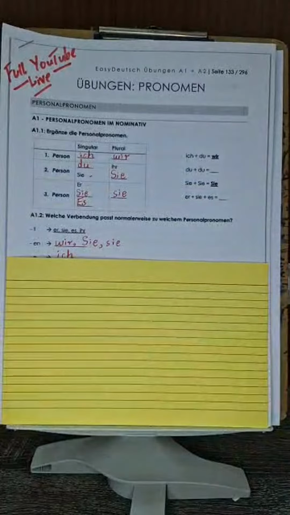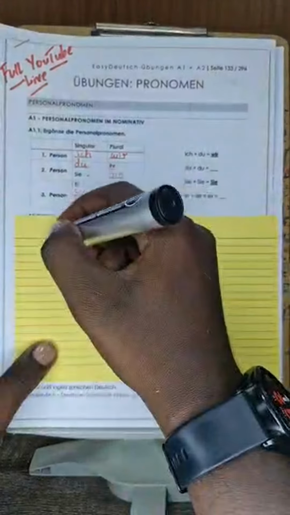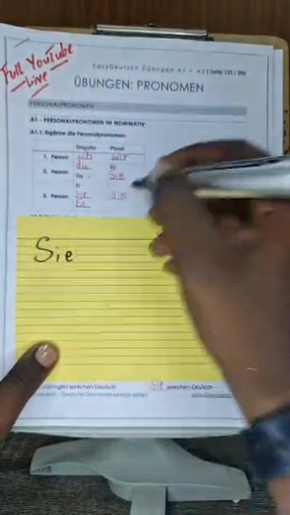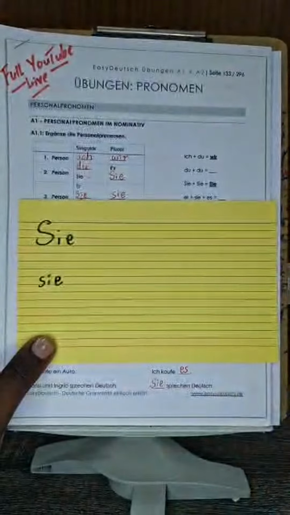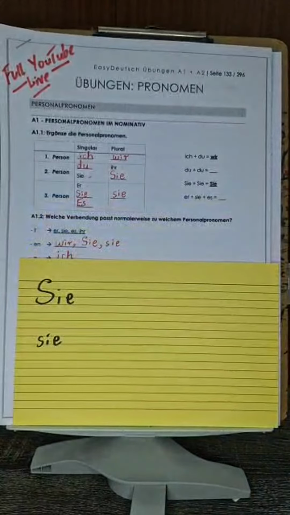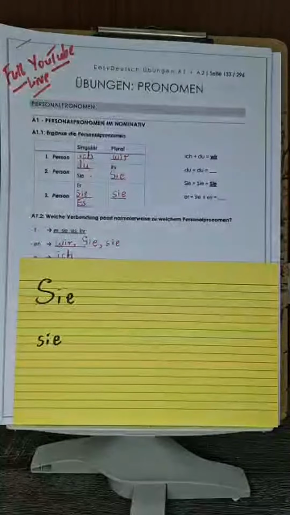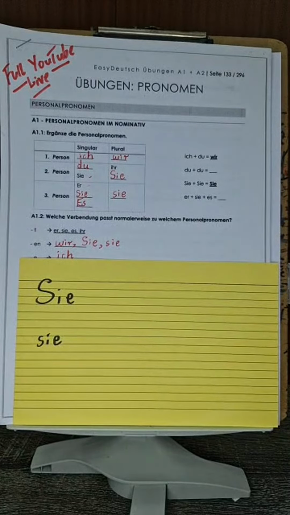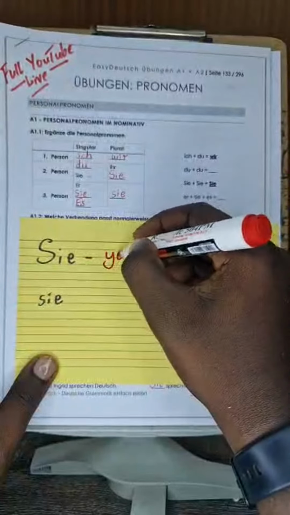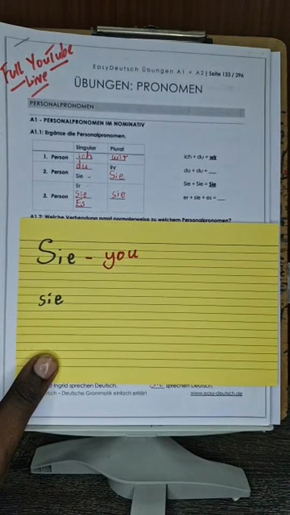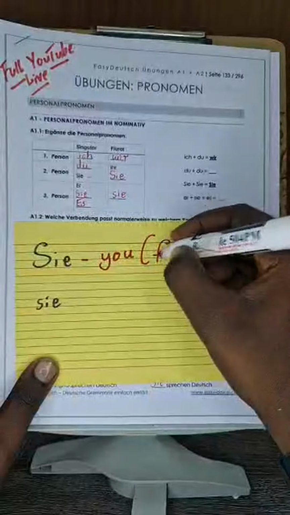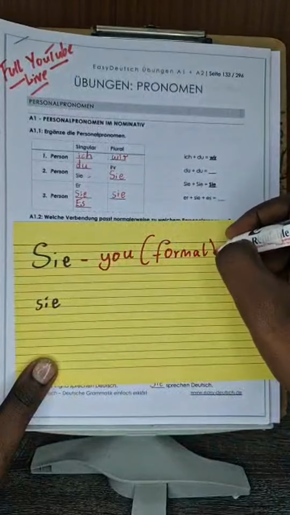So there's a question that has been asked right here. Let's get to handle it. What is the difference between this z, which is capital S, and this other z, which is a small s? All right, let's see the difference. Now, this one with the capital S means you, and it is used in the formal setup.